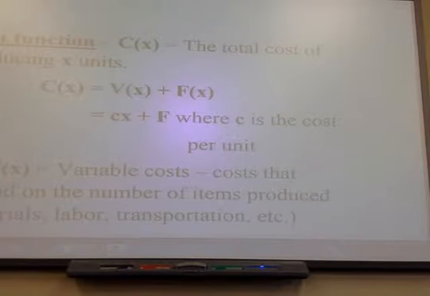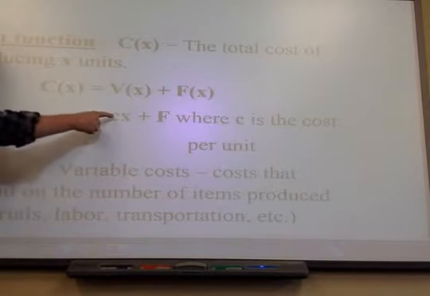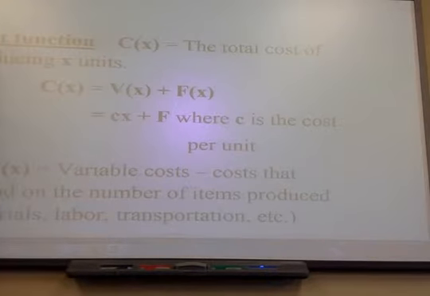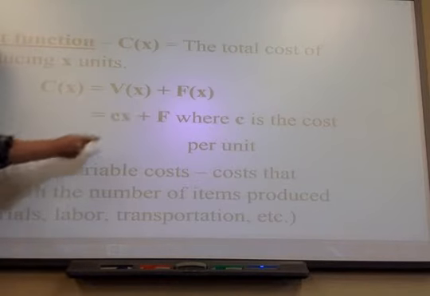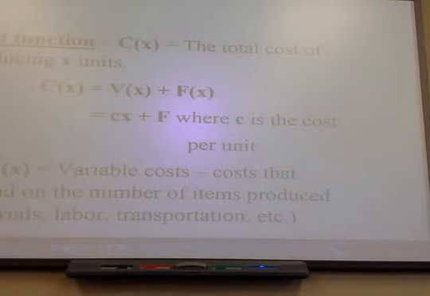The cost function C of X is the total cost of producing X units. Basically, it's made up of two components, the variable costs and the fixed costs, V of X plus F of X. The easier way to think of the cost function, though, is little cx plus f. Little c is the cost per unit times the number of units plus the fixed cost. That's the way you could set up the cost function if you're given a word problem.